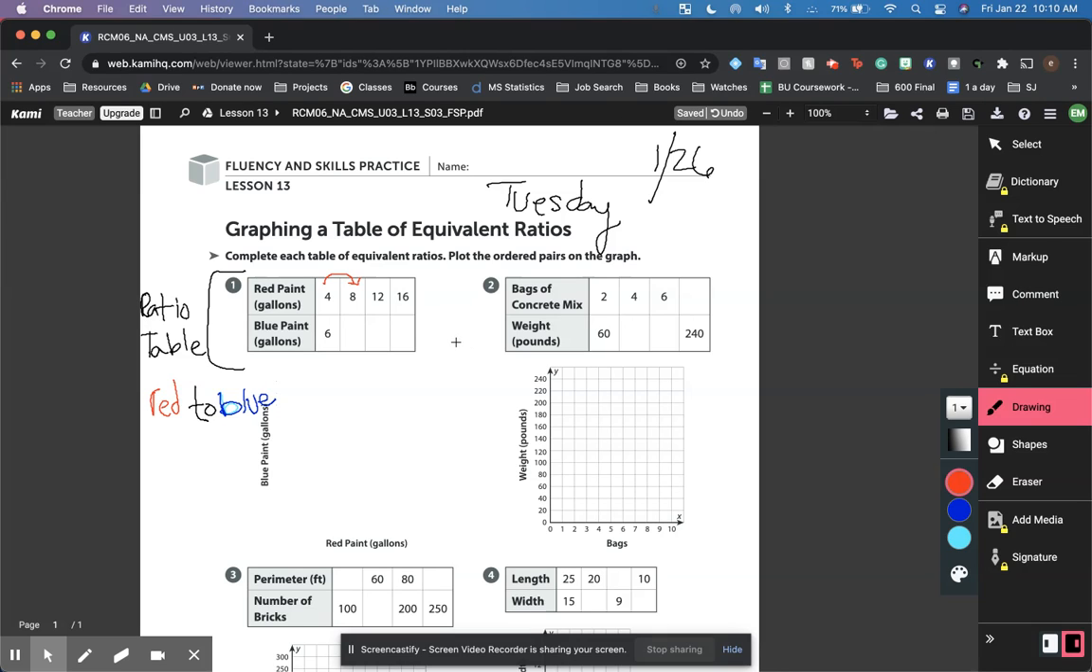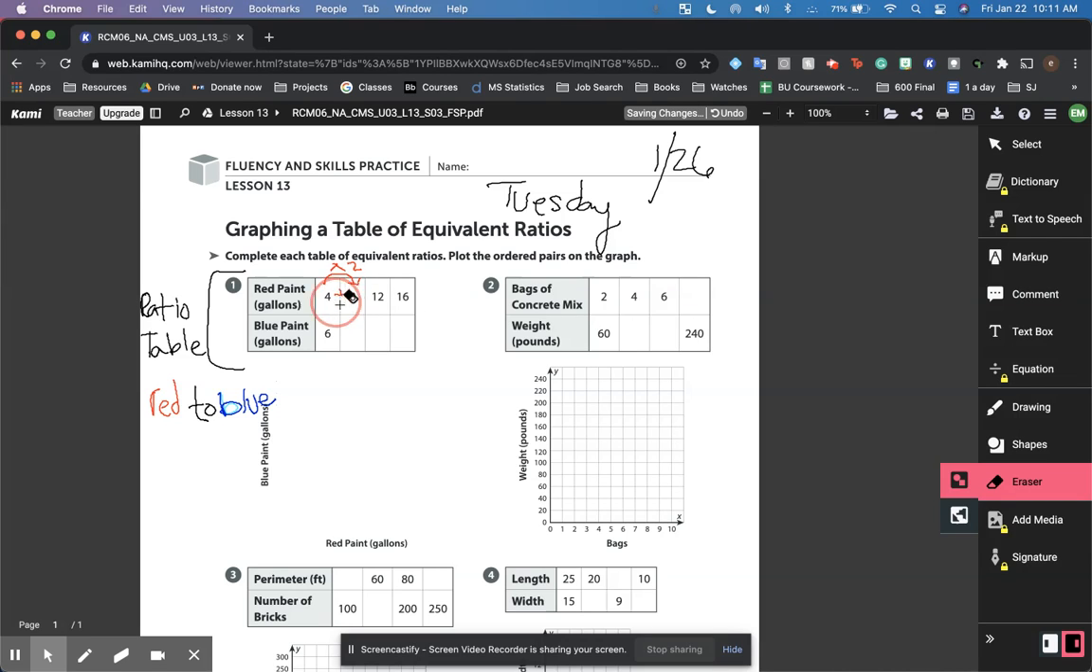What is happening to these numbers? What is the relationship? The relationship is that we're doubling it, right? We're timesing 4 by 2. You can also see that we are adding 4. So it's either plus 4 or times 2. 4 plus 4 is 8. 4 times 2 is also 8.